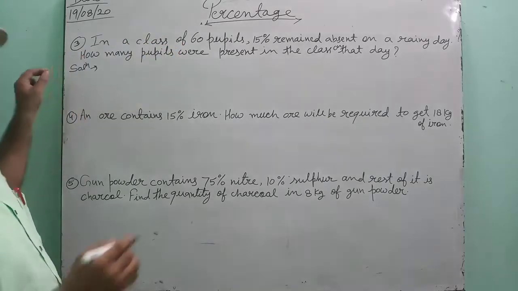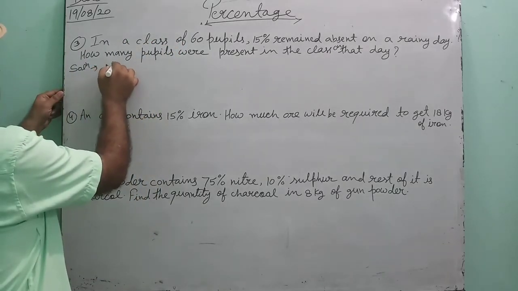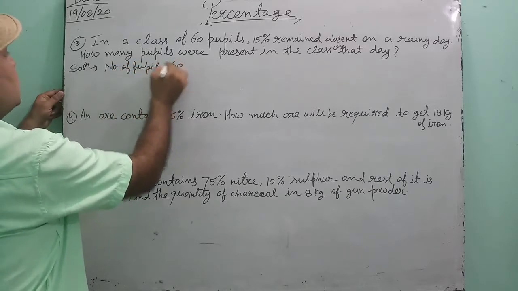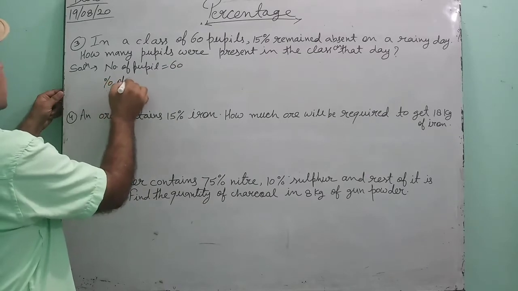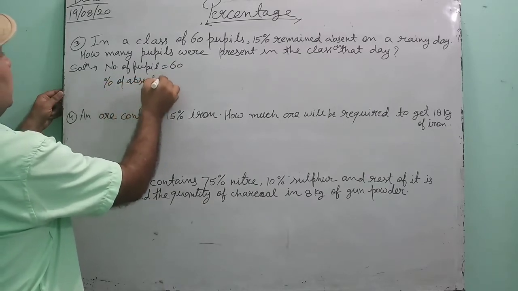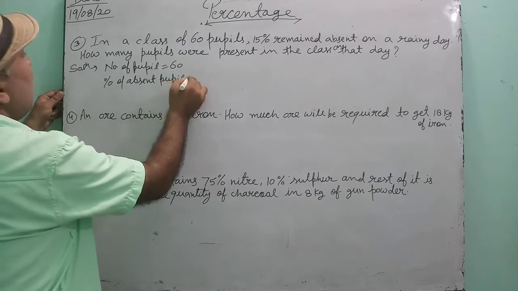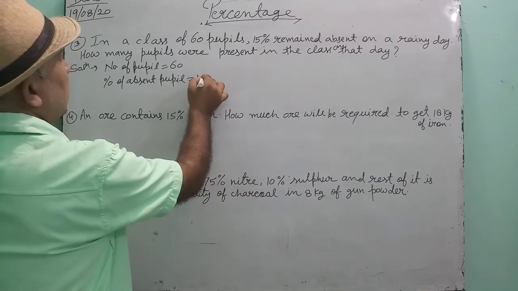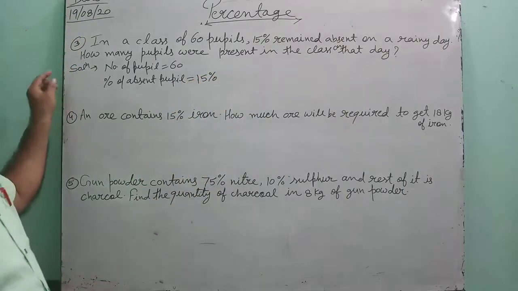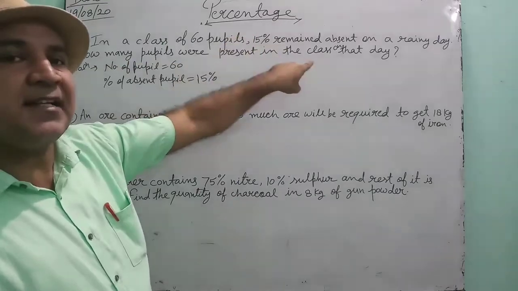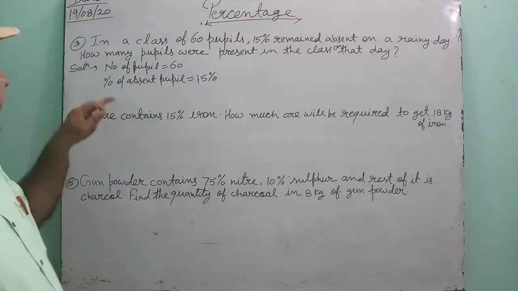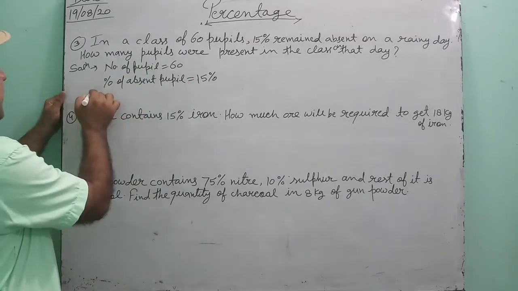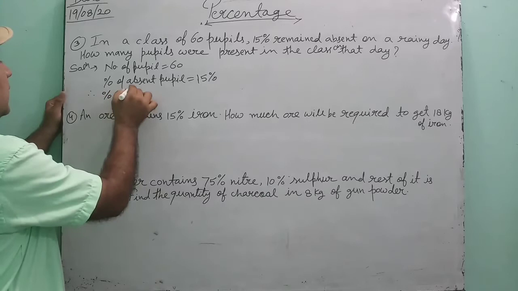Children, there are 60 pupils, and the percent of absent pupils is 15%. The question is asking how many people were present in the class. So children, if you know the percent of absent pupils, you can find the percent of present pupils.